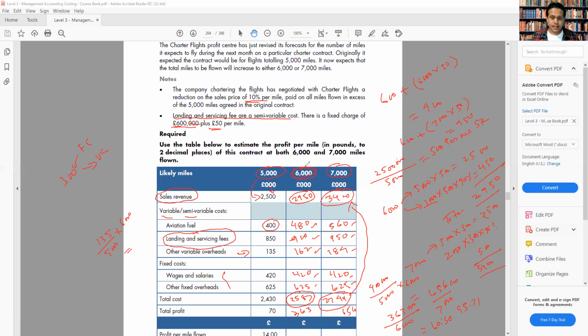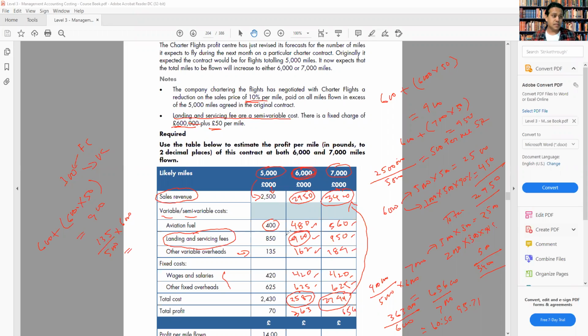So for 6,000 miles, I can say 600 is fixed anyway. So fixed is fixed, plus I need to do 50 per mile. So I said, okay, 6,000 miles times 50 per mile, and that gives us 900. And that is here. Got it, Michelle? So that's how we can complete this question.